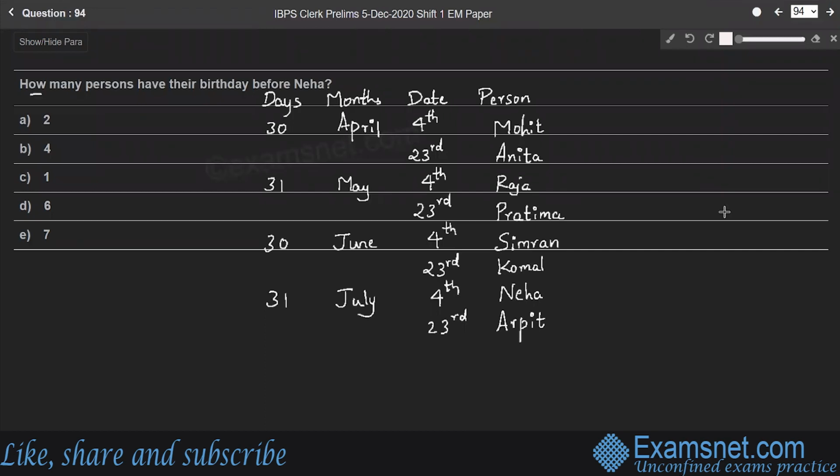Question 94. How many persons have their birthday before Neha? So before Neha, there are 1, 2, 3, 4, 5, 6. 6 people have their birthday. Therefore, option D is the right answer. 6 persons have their birthday before Neha.